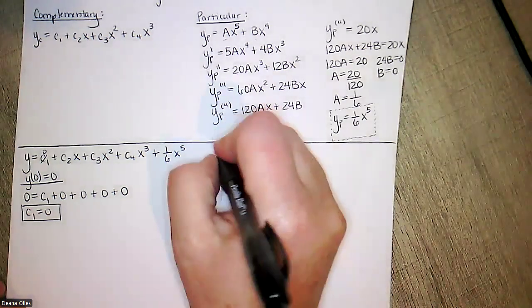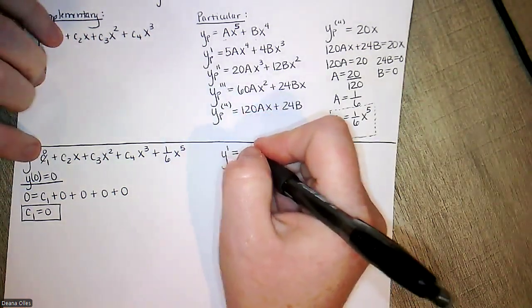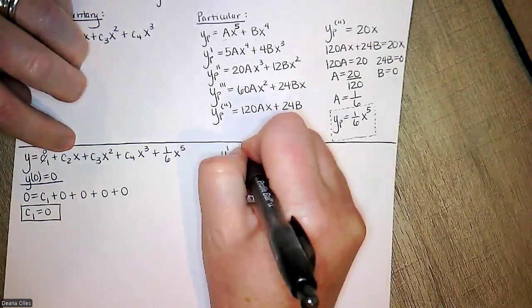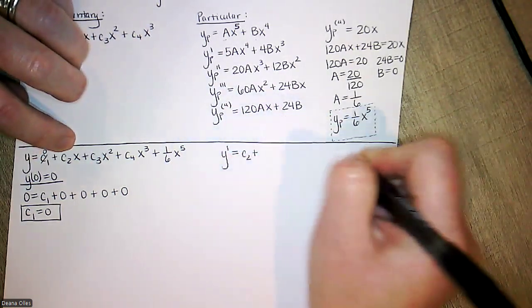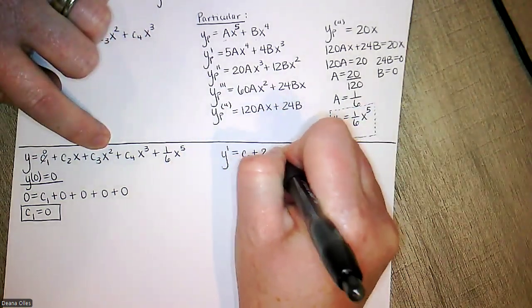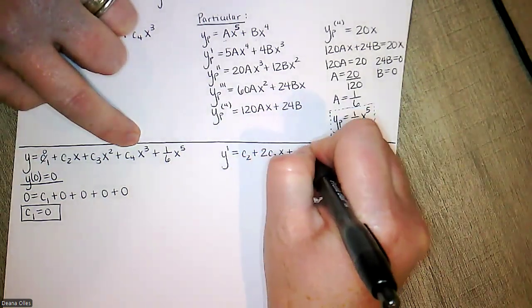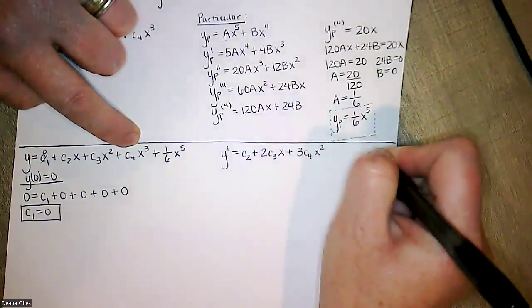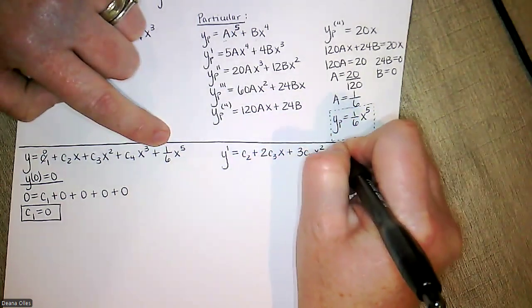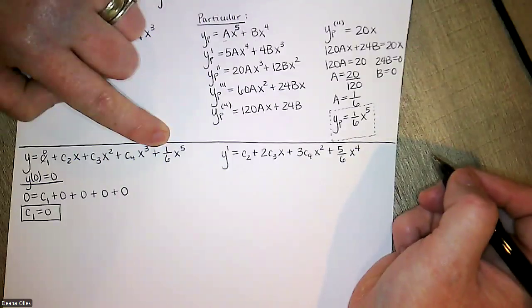Let's go ahead and take the first derivative of y. Derivative of 0 is 0. Derivative of C2x is C2. Derivative of C3x squared is 2C3x. Derivative of C4x cubed is 3C4x squared. And then here I'll get 5/6 x to the fourth.